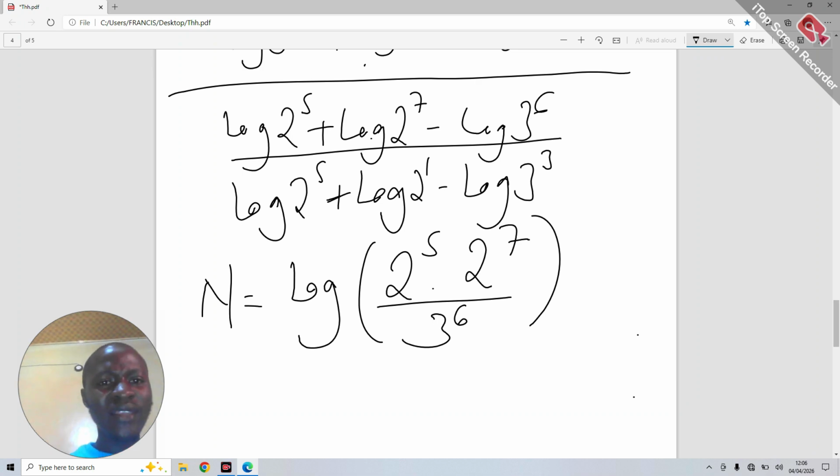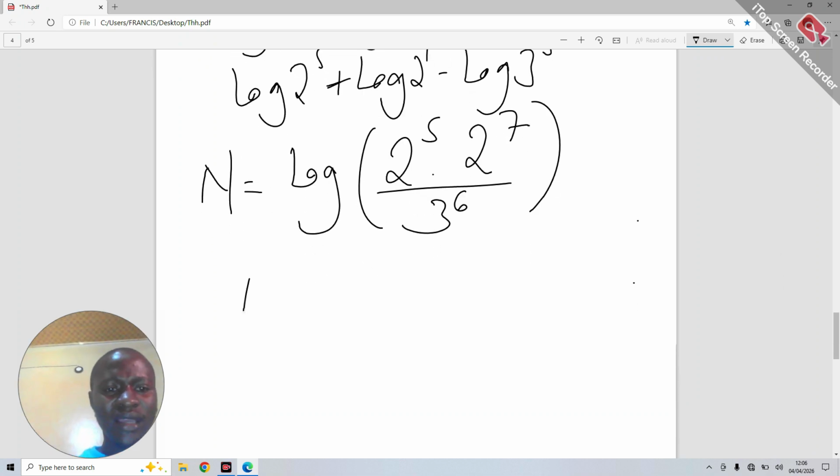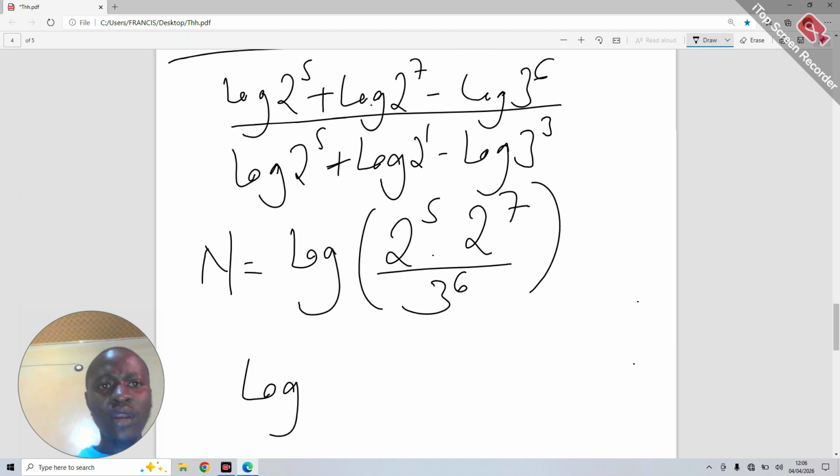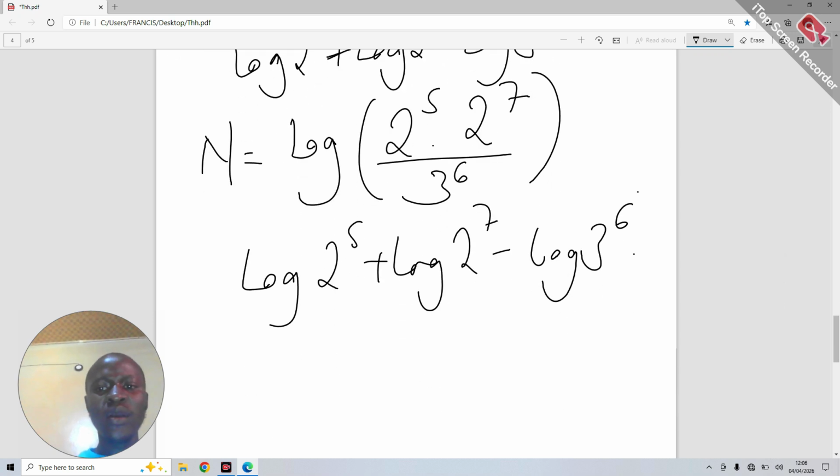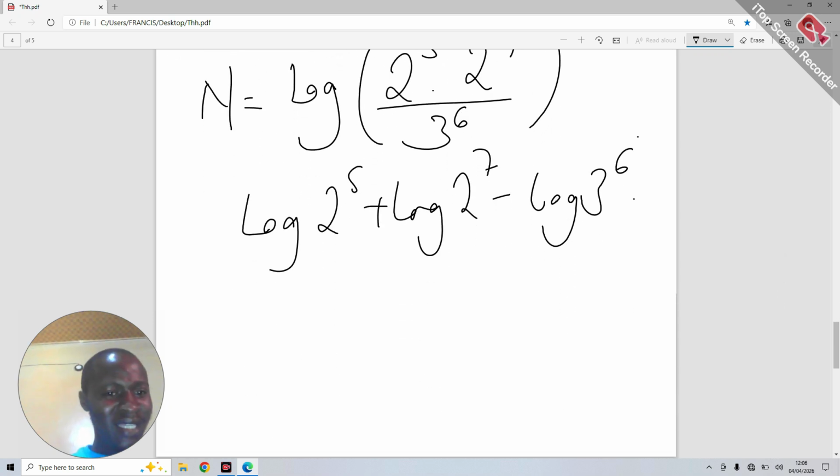Let me explain it. Log 2 power 5 plus log 2 power 7 minus log 3 power 6. We are not dealing with vectors here, we are dealing with log. This is specifically for those students, and it mainly happens in Form 4 students. So there's nothing like this.